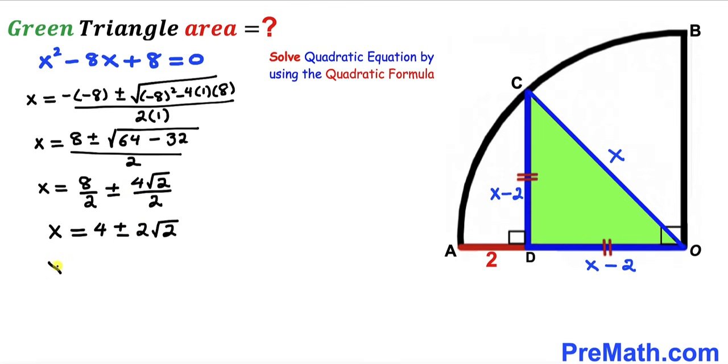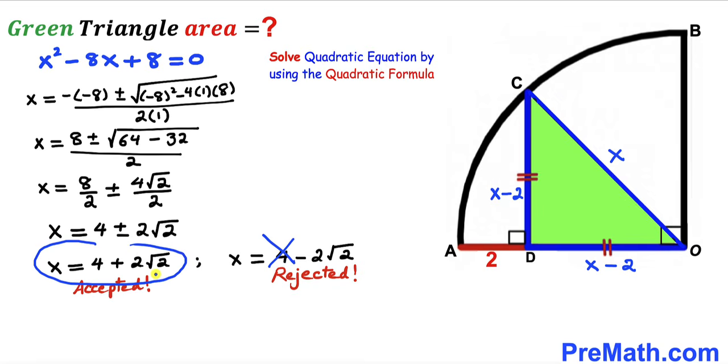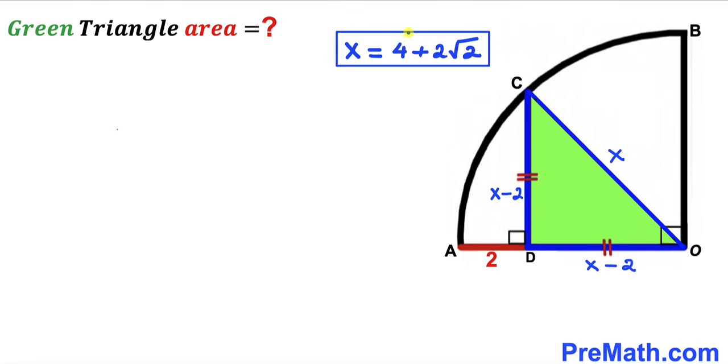So therefore x value could be 4 plus 2 times square root of 2, and the other value could be x equals 4 minus 2 times square root of 2. And now we can see this x value, 4 minus 2 times square root of 2, is not feasible. So therefore we are going to reject this value, and we are going to accept x equal to 4 plus 2 times square root of 2. So thus our radius x value turns out to be 4 plus 2 times square root of 2.